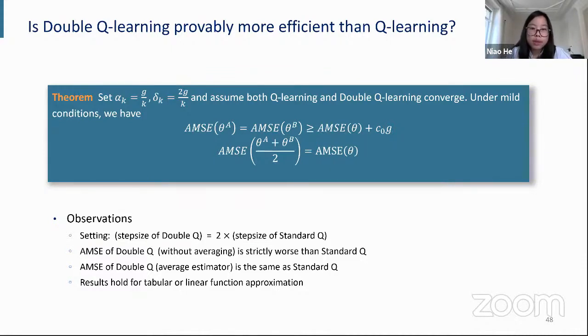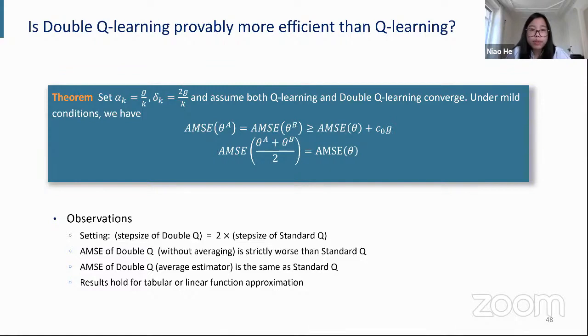Right, so this C0 is some positive value, and G is also the step size, so it's also positive. So this is strictly worse than the asymptotic mean squared error of the standard Q-learning, which comes as quite a surprise, right? Because double Q-learning was really trying to reduce overestimation bias to stabilize the learning process, but it actually ends up with a larger mean squared error.